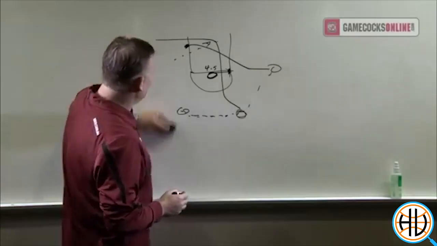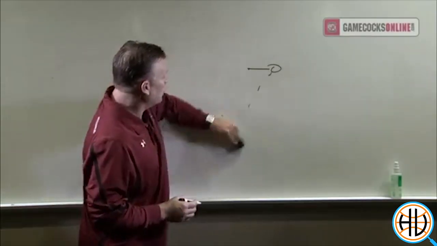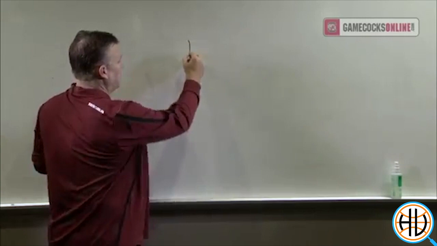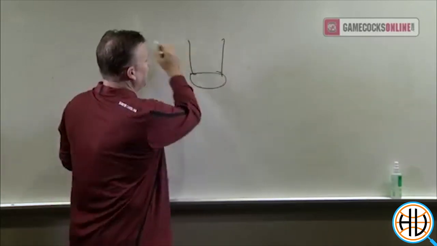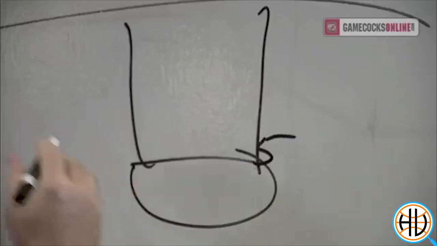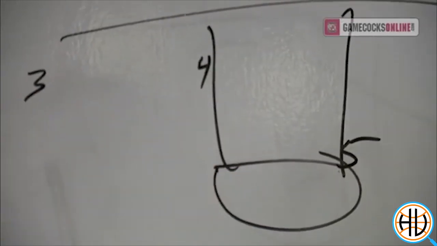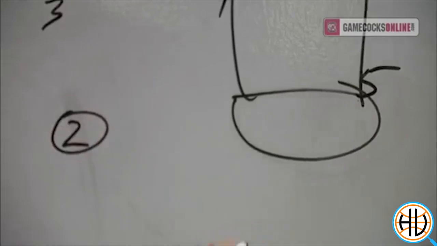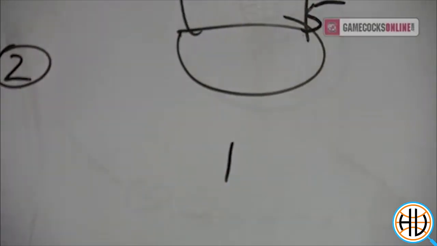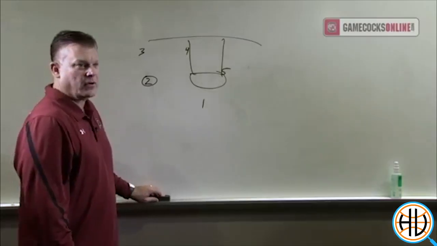We now then get into a set, which we like to call the pinch post part of the offense, which is very basic. We have our 5-man. We'll just say the 3-man went through. The 4-man was the second cutter. The 2 had the ball, and our point guard was here. So we get into this set a great deal.